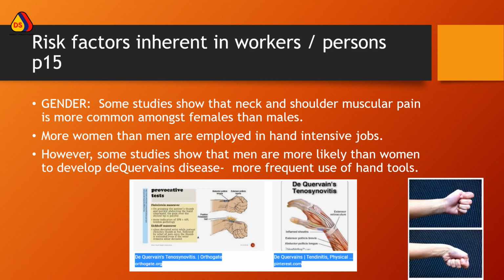Try it. Make a fist with your thumb inside your fingers. Extend your arm forward. Bend your wrist towards your little finger, like an ulnar deviation. If this maneuver causes pain along the thumb side of your wrist, especially at the base of your thumb, it may be a sign of de Quervain.